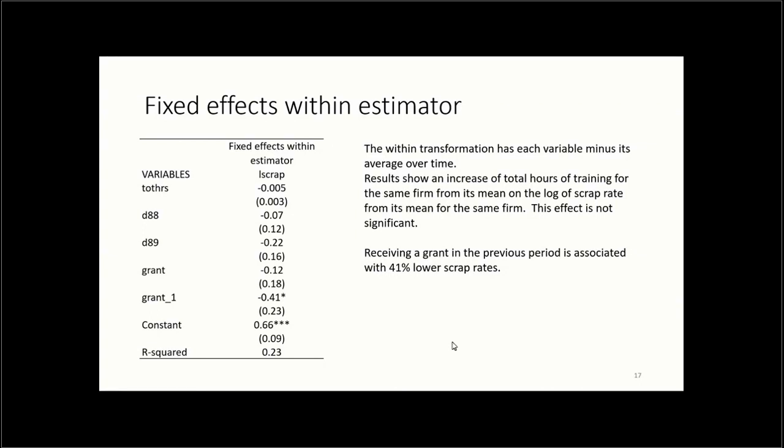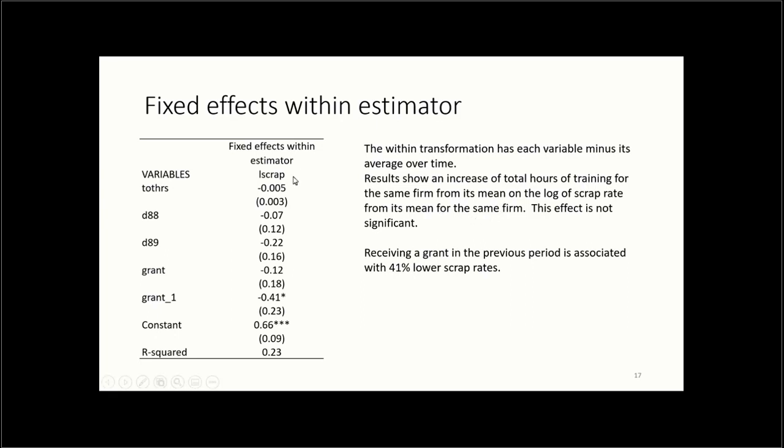So this is the fixed effects or within estimator. Instead of log of scrap rate, this variable is actually the log of scrap rate minus the mean for the log scrap rate for the same firm. And same with all of the independent variables. So that's the within transformation where each variable is minus its average over time. Here the results will show the effect of an increase of total hours of training for the same firm from its mean on the log scrap rate from its mean for the same firm.